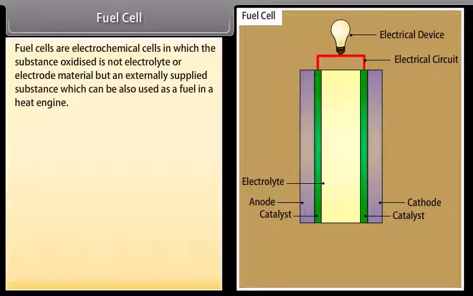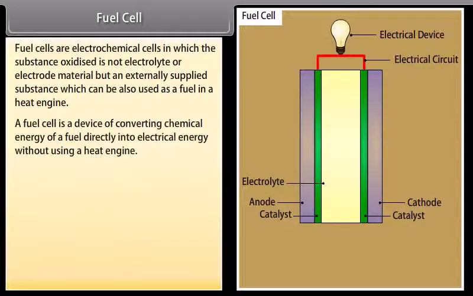Fuel cell. Fuel cells are electrochemical cells in which the substance oxidized is not the electrolyte or electrode material, but an externally supplied substance, which can also be used as a fuel in a heat engine. A fuel cell is a device for converting chemical energy of a fuel directly into electrical energy without using a heat engine.